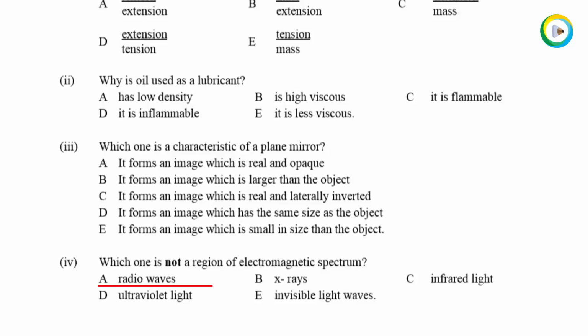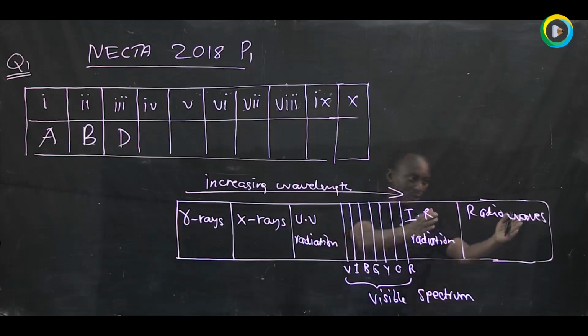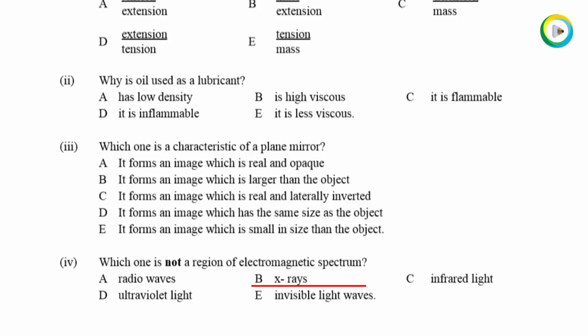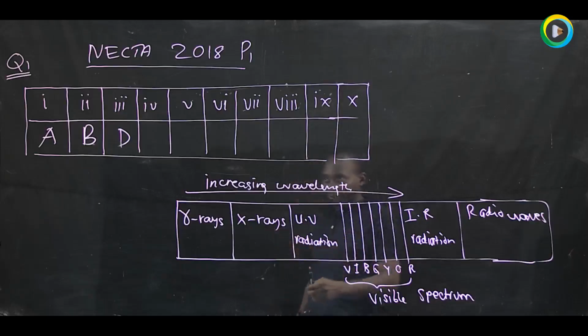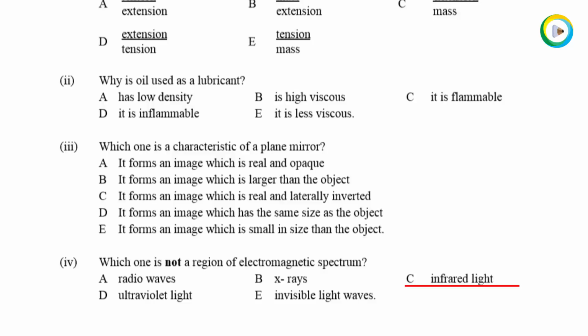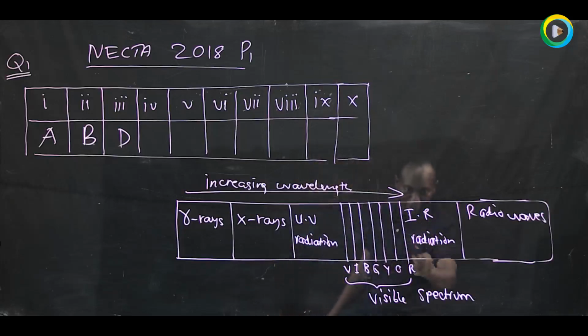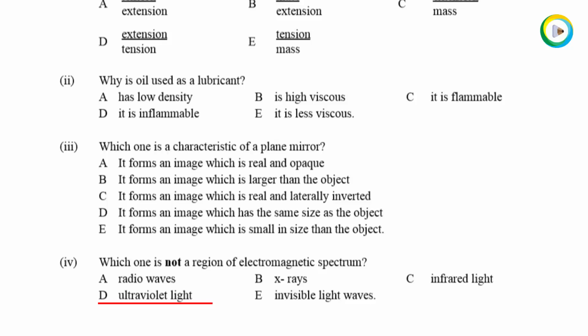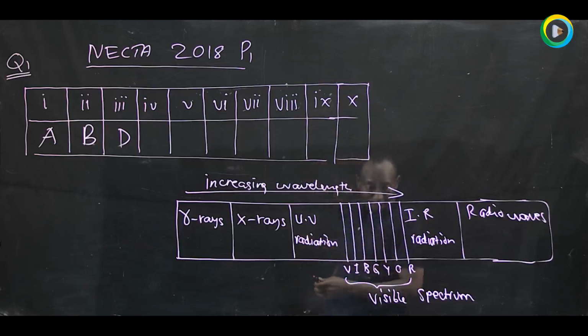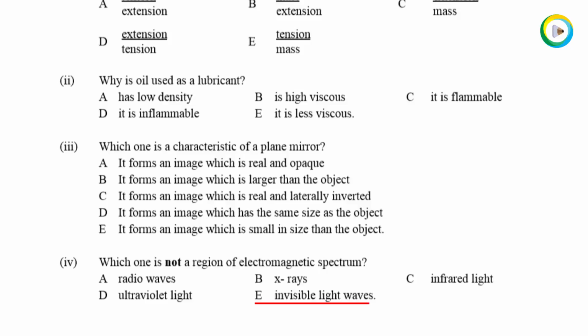Part A says radio wave. Radio wave is one of the parts of electromagnetic waves. B, X-ray. X-ray is an electromagnetic wave. We have C, infrared light. Infrared radiation is also a part of electromagnetic waves. D, ultraviolet light, you have UV radiation here. This is also a region of the electromagnetic spectrum. E, we have invisible light wave.